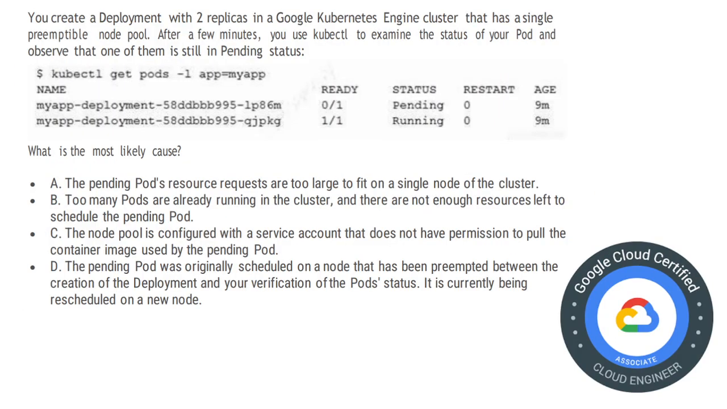Moving on, you create a deployment with 2 replicas in Google Kubernetes Engine cluster that has a single preemptible node pool. After a few minutes, you use kubectl to examine the status of your pod and observe that one of them is still in the pending status. What is most likely cause for it? The answer is B. That is, too many pods are already running in the cluster and there are not enough resources left to schedule the pending pod.